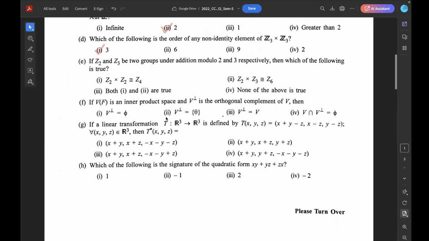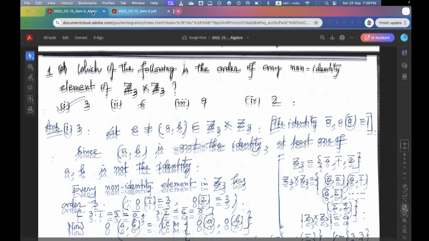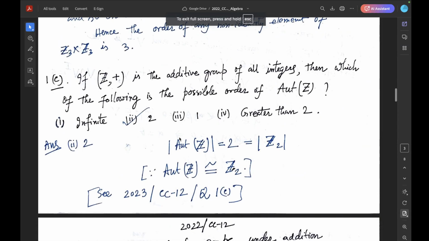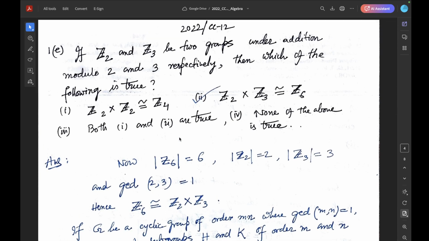Next question E. If Z2 and Z3 are two groups under addition modulo 2 and 3 respectively, then which of the following is true? Question E. Now the order of Z6 is 6, the order of Z2 is 2, the order of Z3 is 3, and the GCD of 2 and 3 is 1, so 2 and 3 are prime to each other. Hence we can write Z6 isomorphic to Z2 cross Z3.